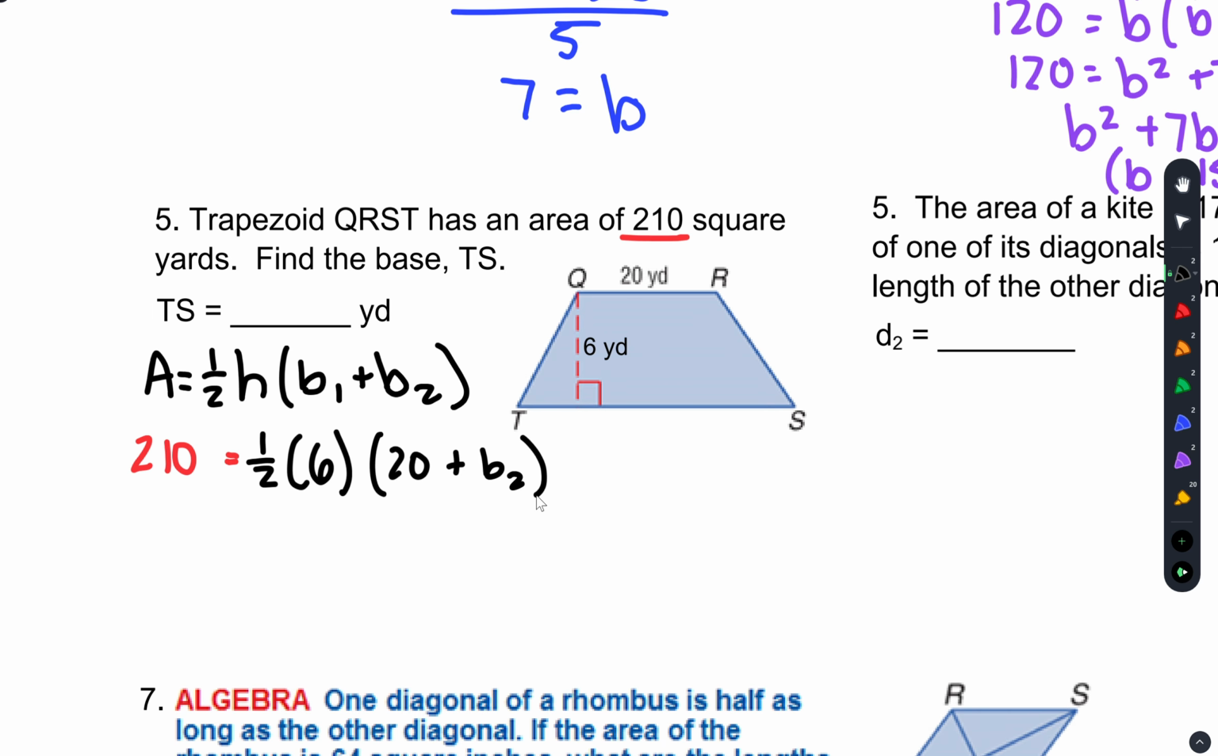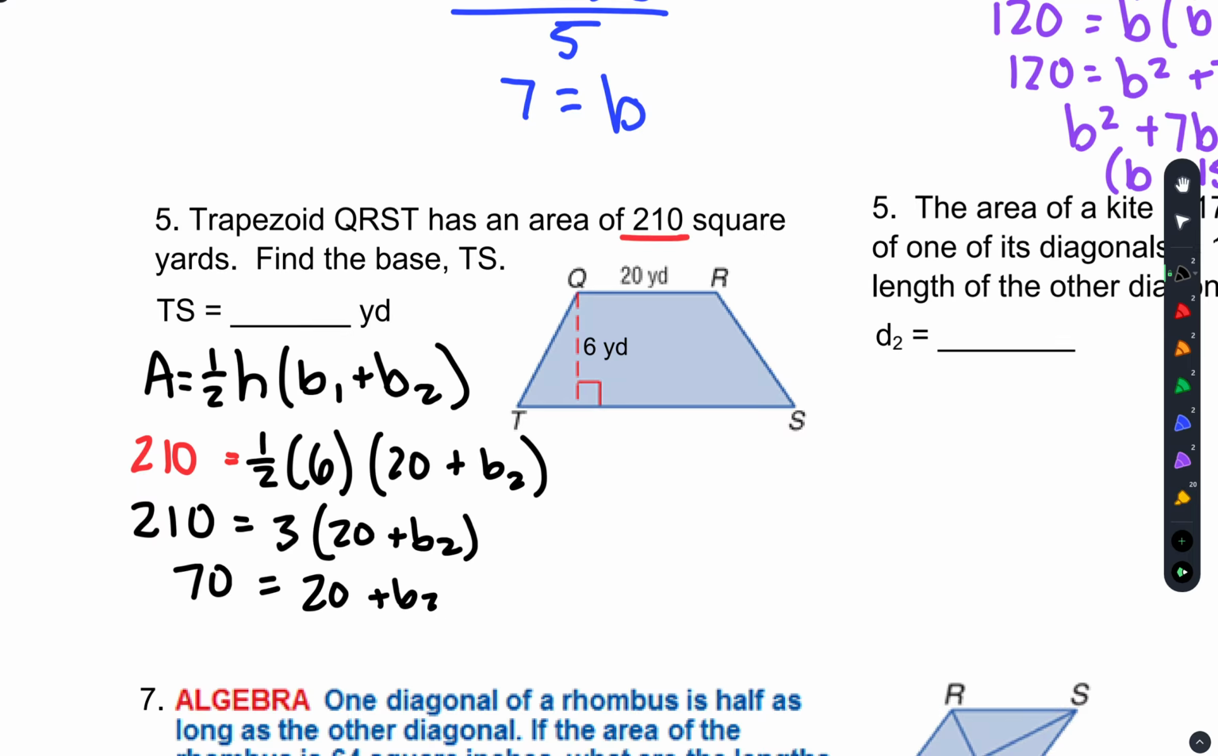I like to take care of those fractions right away. So 1/2 times 6 is 3. Divide everything by 3. 70 equals 20 plus base 2. So base 2 is 50 yards. All good.